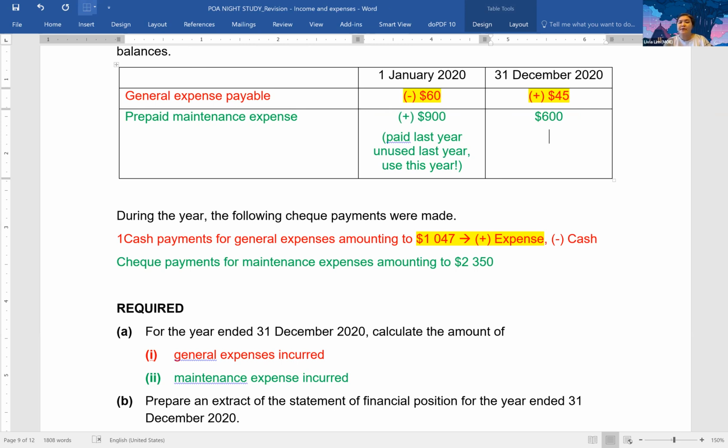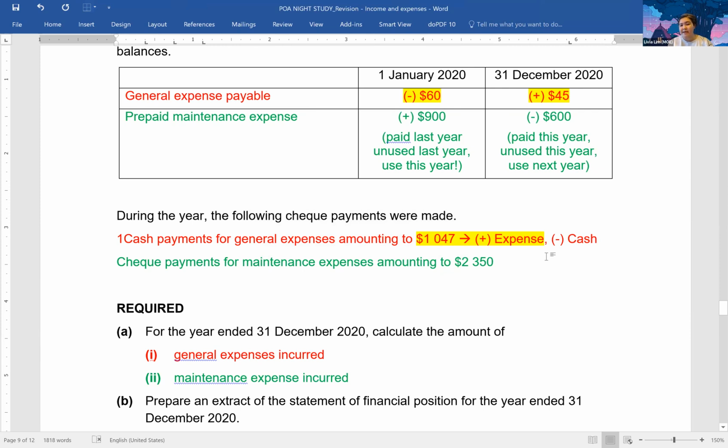Next, there is a prepaid maintenance expense at the end of the year. The prepaid maintenance at the end of the year is paid this year, but it is unused this year. You will use it when? Use next year. This one can understand? You pay already, but you never use it. It's like your prepaid EasyLink card, right? When are you going to use it? You will use next year. So since you have not used it yet, you are going to minus the $600 away.